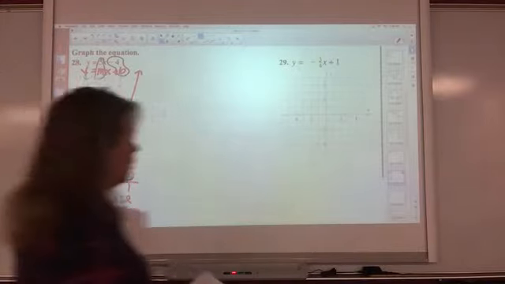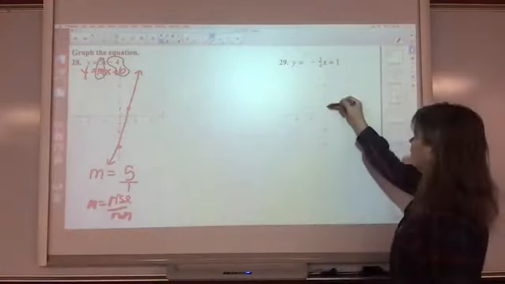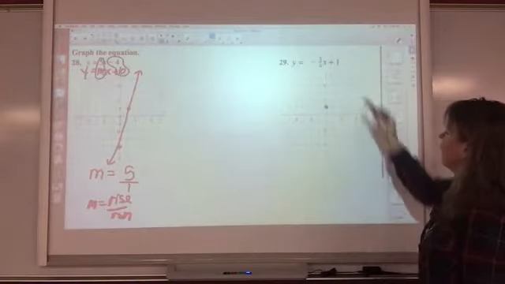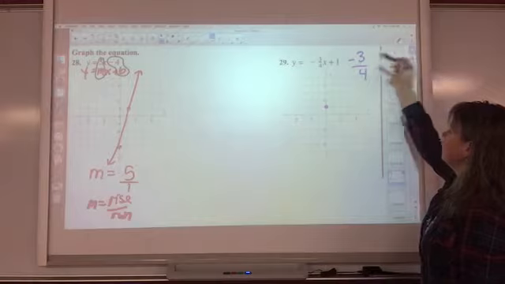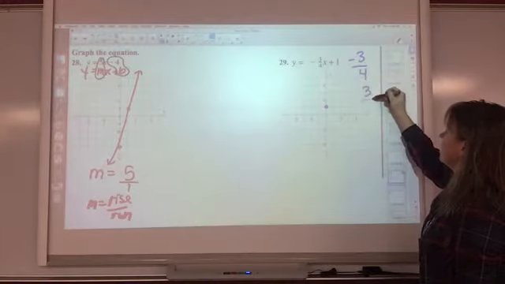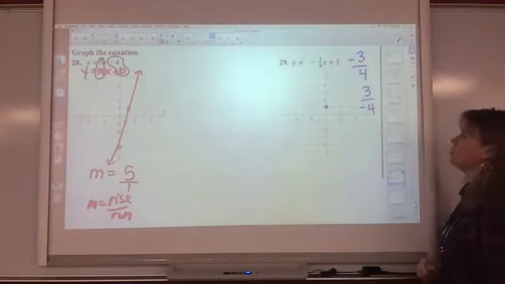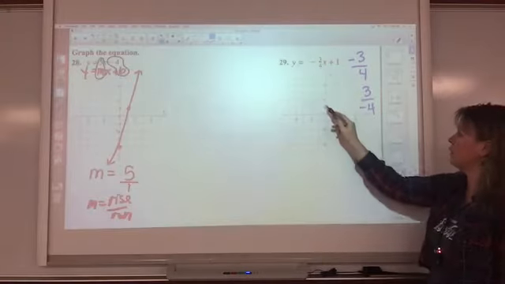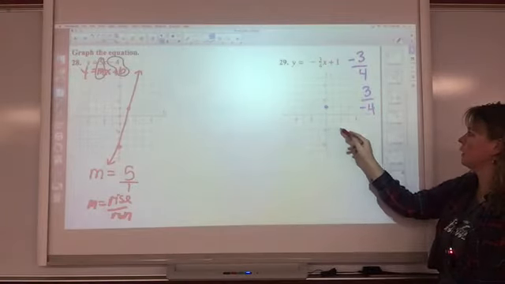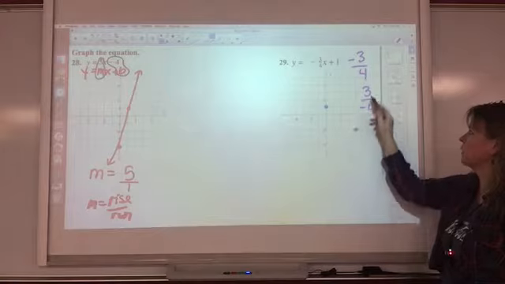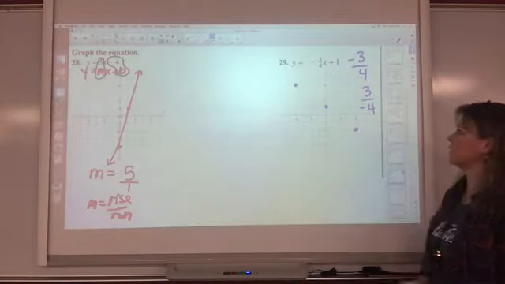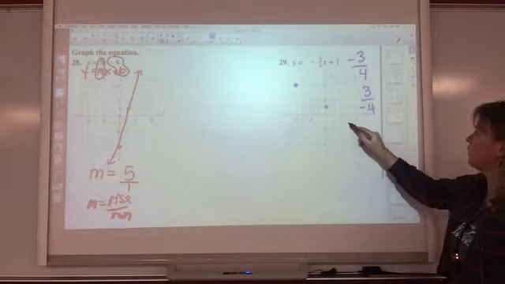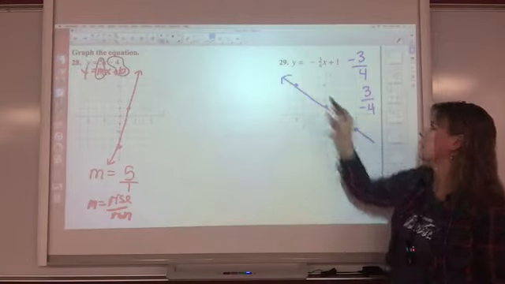Number 29, we're going to start up 1. And there you have a choice. Are you going to go down 3 and right 4? Or are you going to go up 3 and left 4? You can't do both, even though the negative is out in front. You can go down 3 and to the right 4 spaces, or you can go up 3 and to the left 4 spaces. We'll give you the different point, but on the same line.